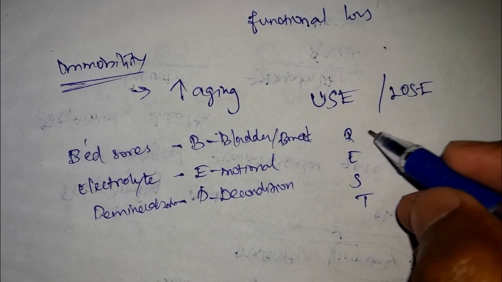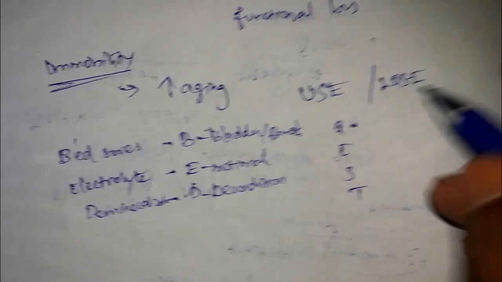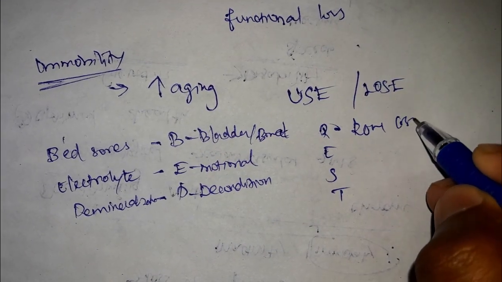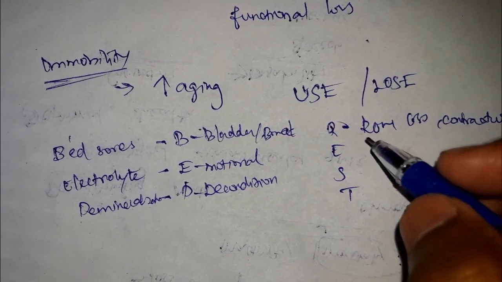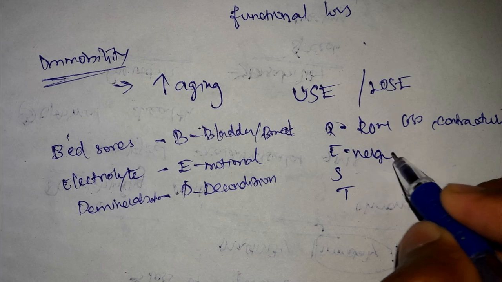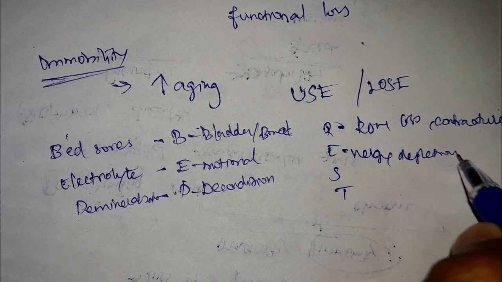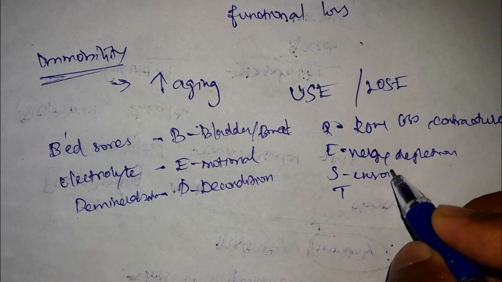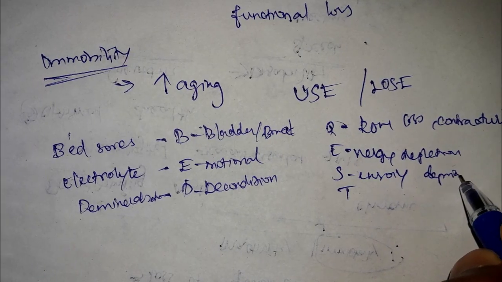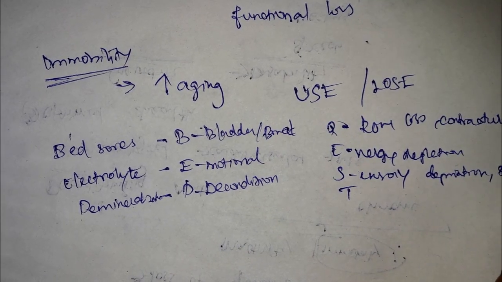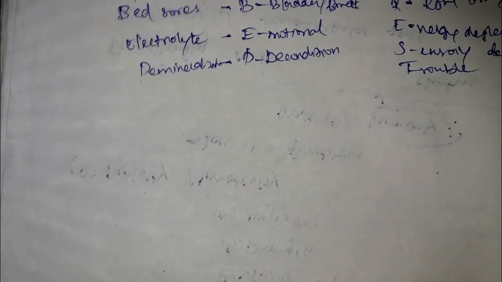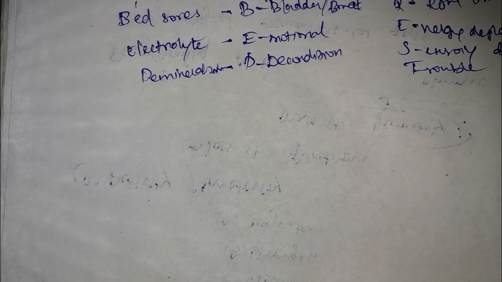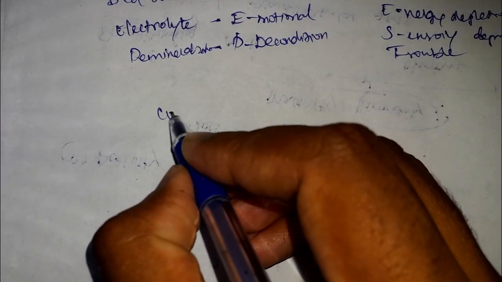Then come to the R of bed rest: we may have range of motion loss, contractures, restlessness and so on. E stands for energy depletion. Then sensory deprivation and sleep disorder. T stands for trouble. So this is all about the principles, that is immobility and optimal health. The WHO also defines what health is, so we can recall it.